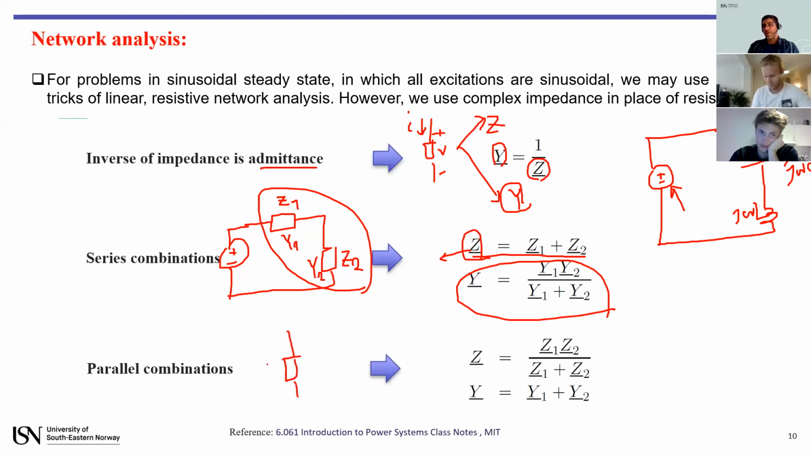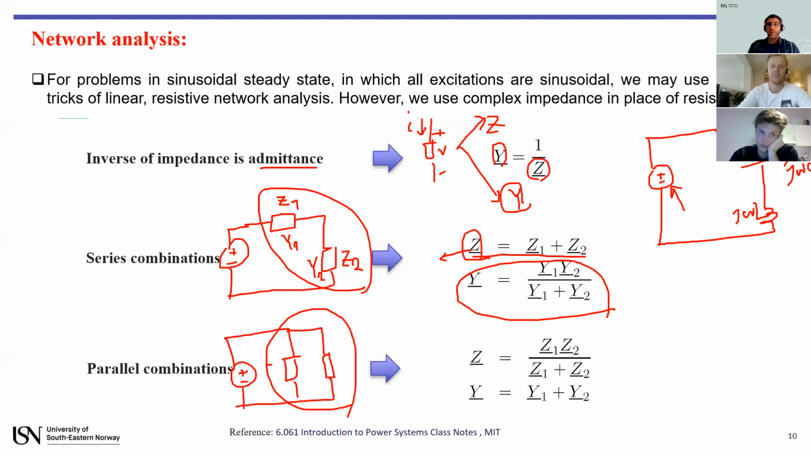However, if you have a parallel combination, suppose that you have two elements and a voltage source here. According to network theory, you can lump these two elements as one component. If you use admittance, Y1 here and Y2 here, you can use this expression for the parallel combination. You can see here, we have a very simple expression for the parallel combination.